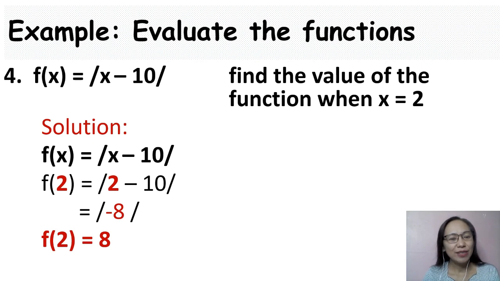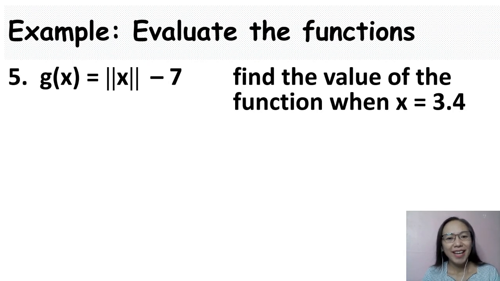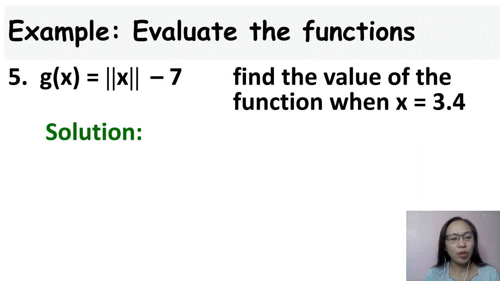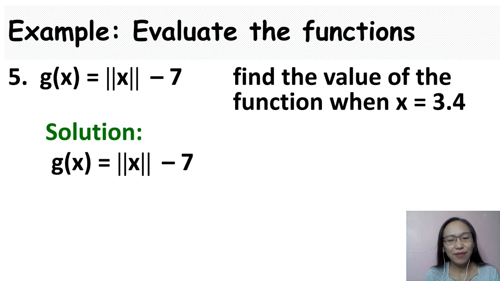Let us look at our next example. What kind of function is this? Very good. You got it correctly. This is the greatest integer function. So find the value of the function when x is equal to 3.4. For our solution, we will substitute 3.4 to the given function. So we have the original function, and then we replace the x's with 3.4.